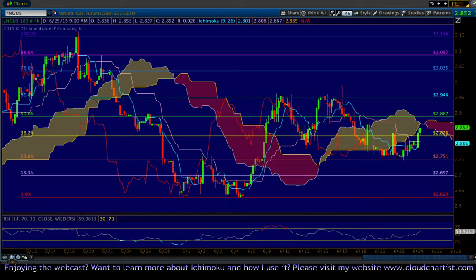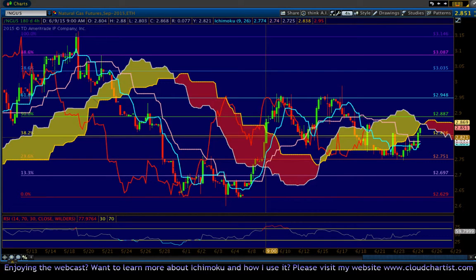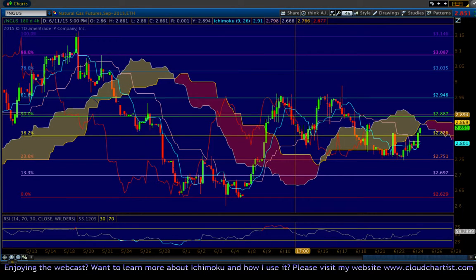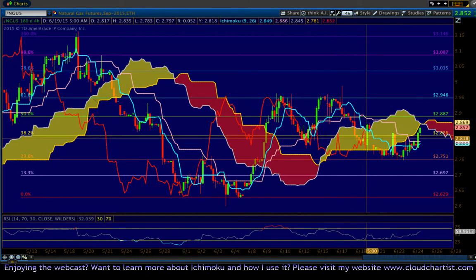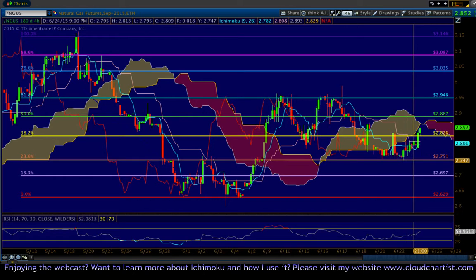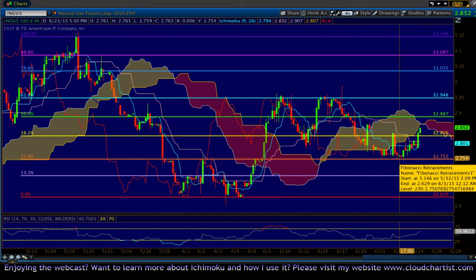So why is this important? Because you see that the 61.8 of this range was very, very significant. This around the 294.8, 295 area was very significant. Also, you see that the 23.6 level was a significant fib level for nat gas in this range on this time frame.